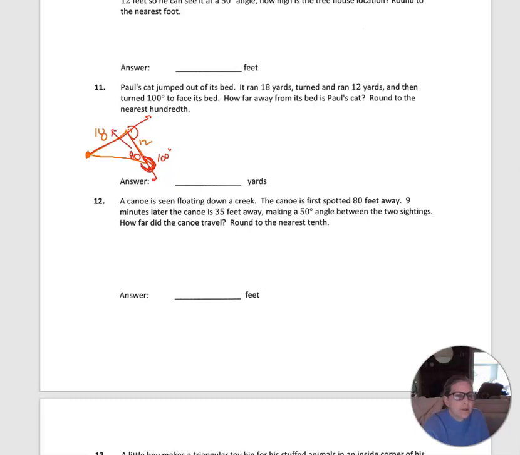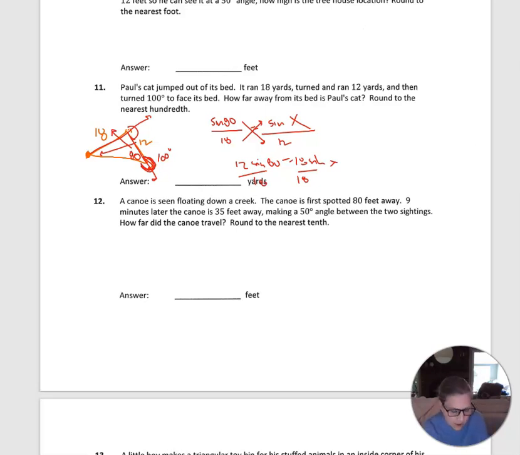So 80 corresponds with, what do they want to know? How far away is it from the bed? And they want to know this side right here. So I feel like I'm missing something. Oh, 12 corresponds to this angle. So we'll do the sine of 80 corresponds to 18 equal to the sine of x, because we don't know that angle, corresponds to 12. We'll cross multiply here. So 12 times sine of 80 equals 18 sine of x, divide by 18, divide by 18.